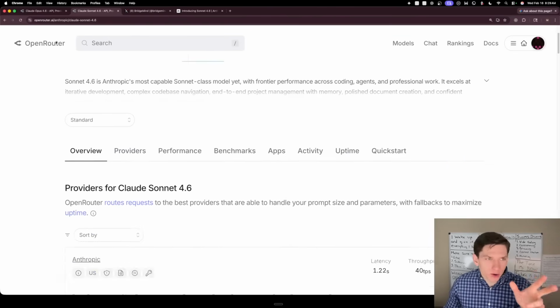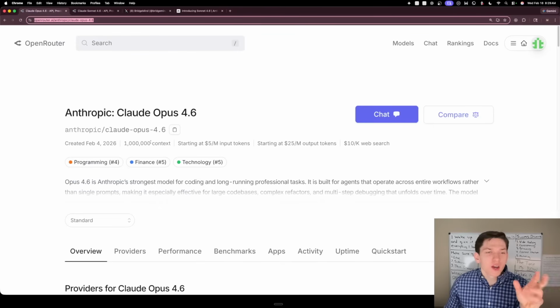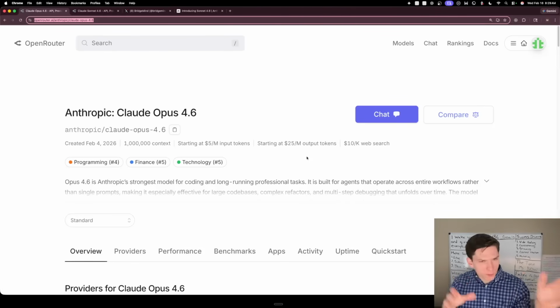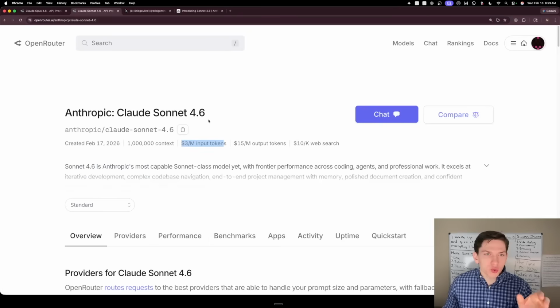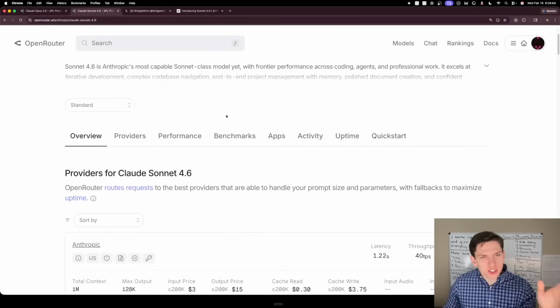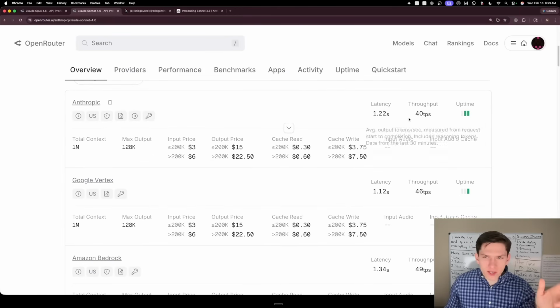If we compare this now to Opus 4.6, you're talking about a 1 million context with Opus 4.6, and then the price is $5 and $25 respectively. So you're talking about close to a 40% cost reduction when talking about Sonnet compared to Opus. The question really is, okay, how much of a speed up is Sonnet compared with Opus? And we can see that here.